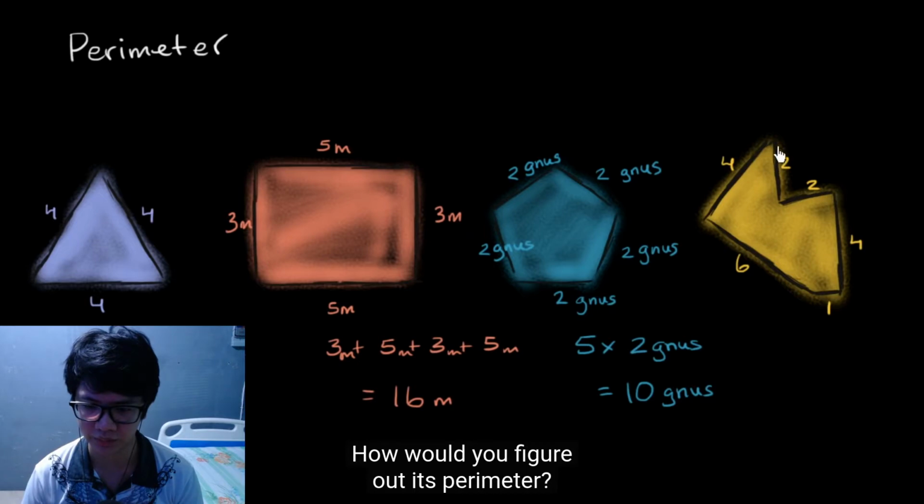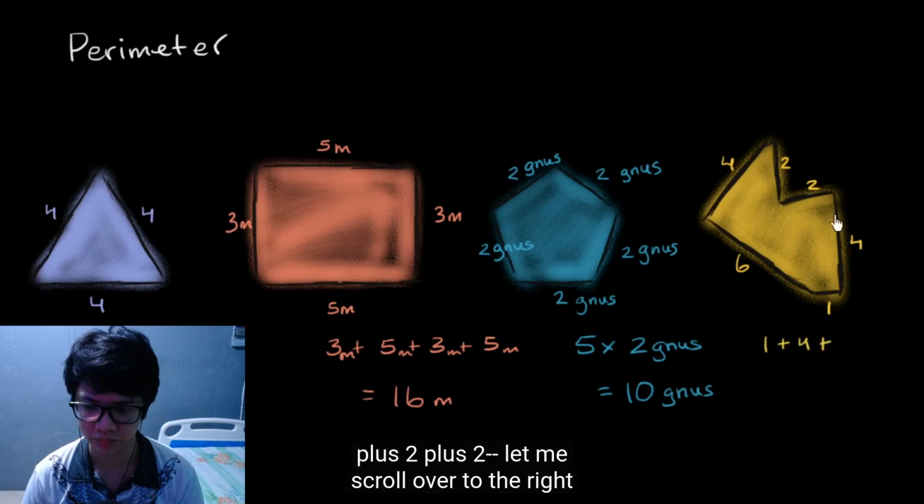Here we have a more irregular polygon, but same exact idea. How would you figure out its perimeter? Well, you just add up the lengths of its sides. And here I'll just do it unitless. I'll just assume that these are some generic units. And here the perimeter will be 1 plus 4 plus 2 plus 2.